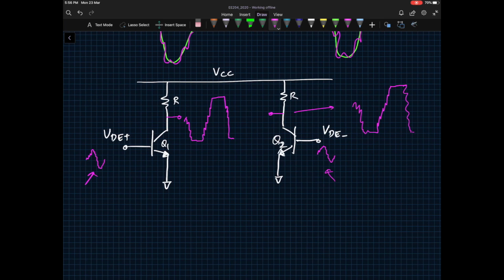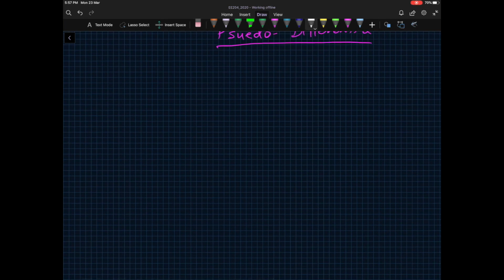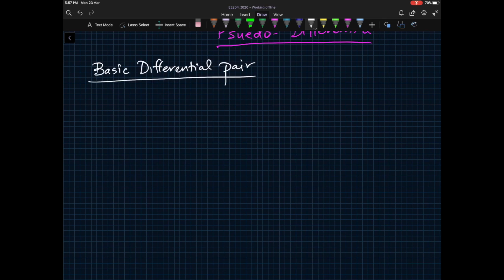So this particular topology is called pseudo differential. Our goal again is to amplify only the differential signal and reject the common mode signal. So here is the innovation that is really fundamental to circuit design, and it's used almost everywhere. Let me draw it for you so that it will be clear. It's a basic differential pair circuit, and it looks like this.